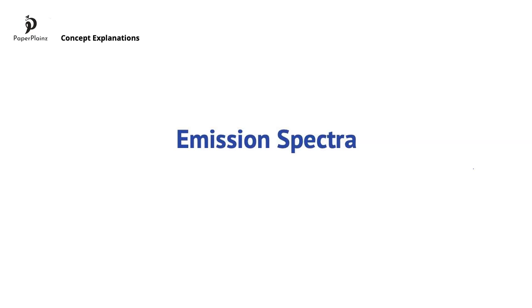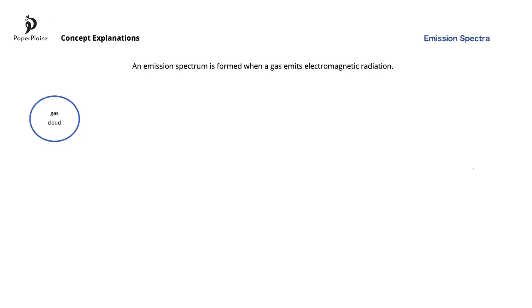This video is about emission spectra. The first key concept that we'll mention in this video is that an emission spectrum is formed when a gas emits electromagnetic radiation. So in order to explore how an emission spectrum is formed, we'll begin with a gas cloud. The first step is to supply energy to the gas cloud. That, for example, can be done by passing an electric current through the cloud.